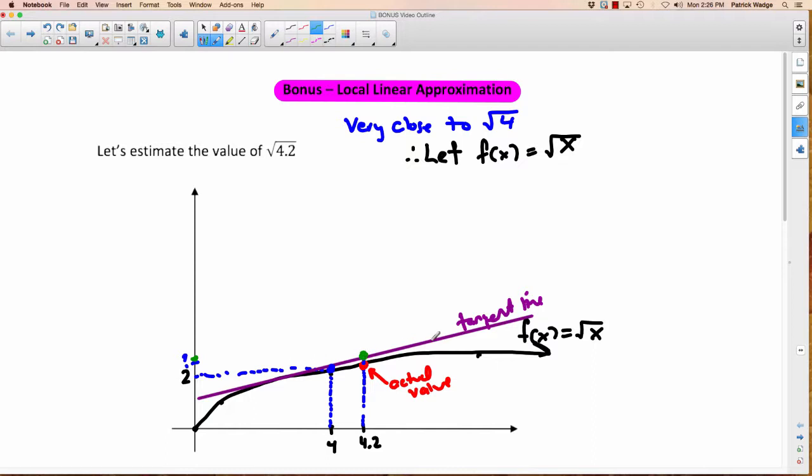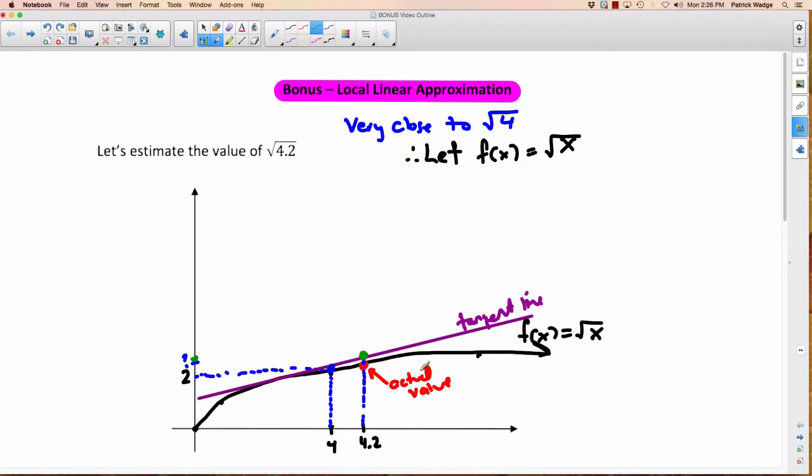So we're going to use that tangent line to estimate that green point, which is going to be really, really close to the red point, which is the actual value of the square root of 4.2. So notice that this method we're going to use works as long as we pick values that are really, really close to 4 in this case.